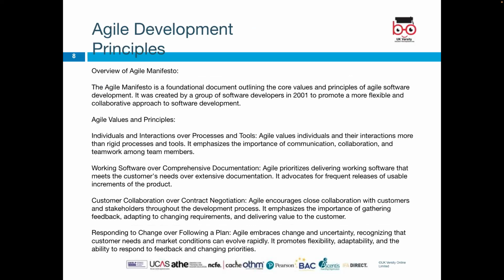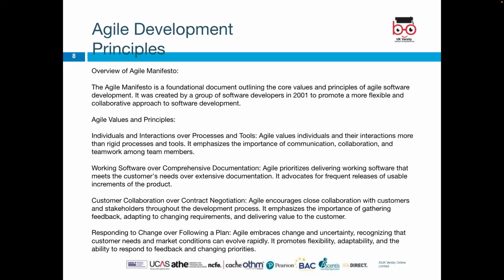I think we need to first of all understand what the Agile manifesto is. The Agile manifesto is a foundational document outlining the core values and principles of Agile software development. It was created by a group of software developers in 2001 to promote a more flexible and collaborative approach to software development. So what are the Agile values and principles?